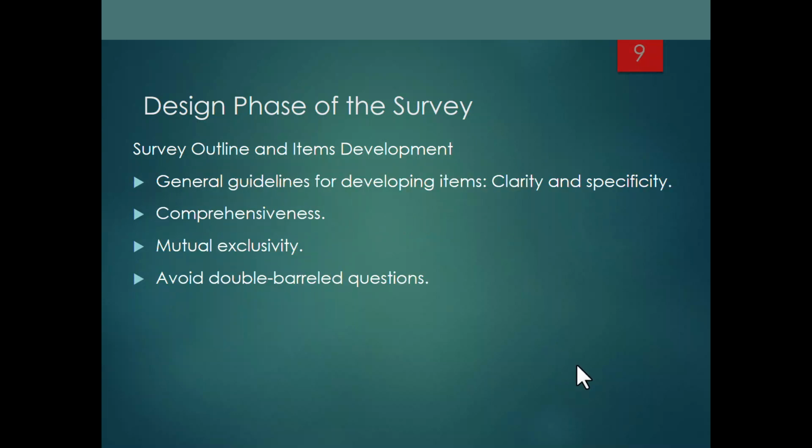So some general guidelines for developing items. Clarity and specificity are critical. So it's really important that your questions are very clear and that they're very specific. So again, don't leave room for them to misinterpret what you're asking. It needs to be very specific, very clear. Use simple, clear language that they can understand. Avoid professional jargon, vague terminology, and abbreviations.